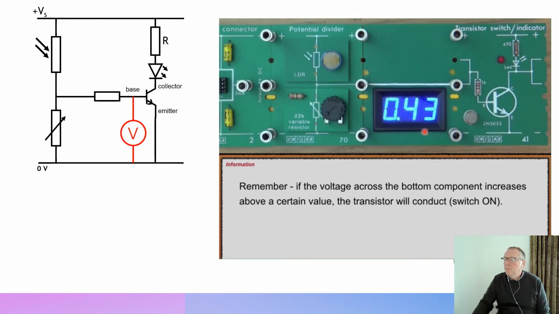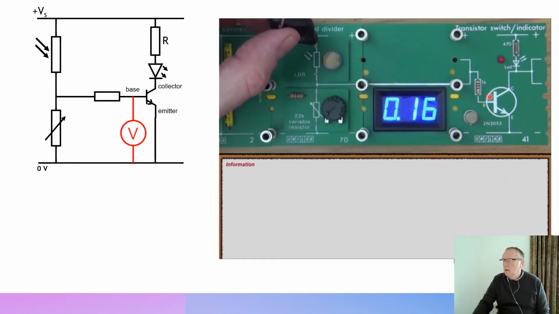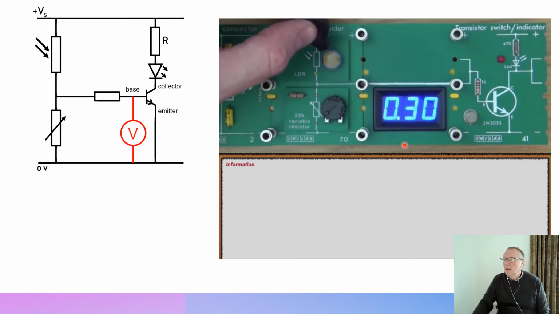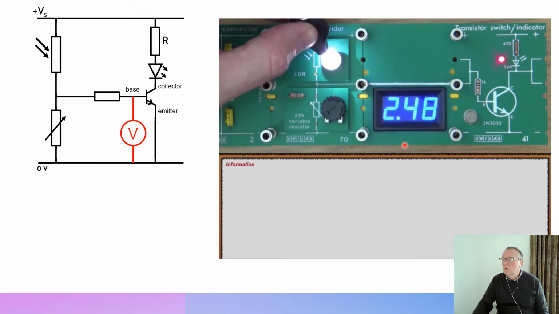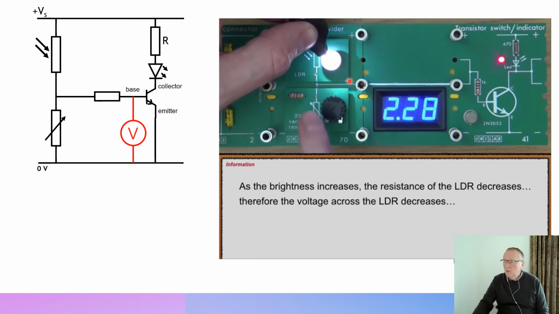So remember, if the voltage across the bottom increases, the transistor conducts. And in this case, it's an NPN transistor, so that switch on voltage is 0.7. So let's go through that again. Shining the light onto the LDR will light up, resistance down. So as brightness increases, the resistance of the LDR will get less. So therefore, the voltage across the LDR will decrease.